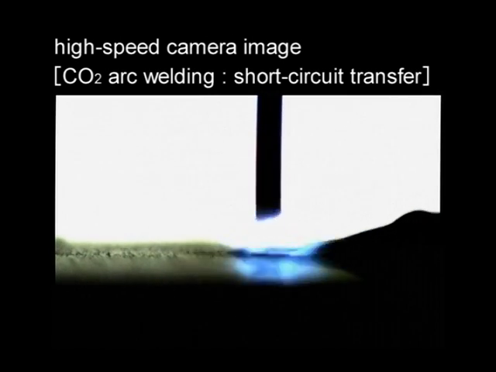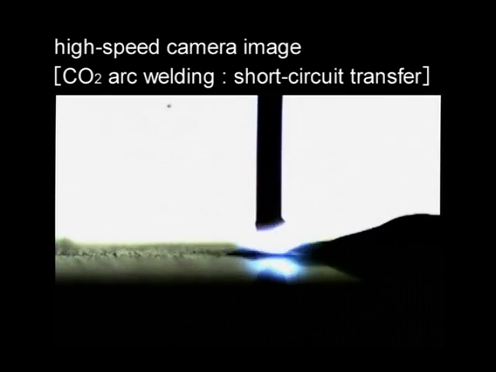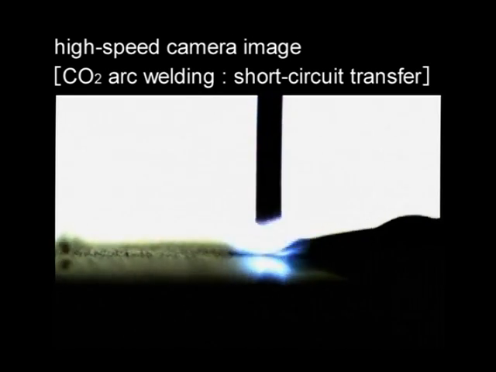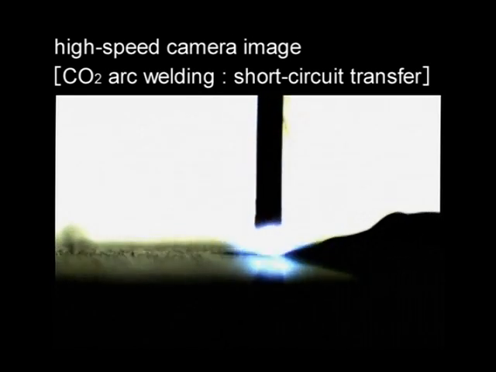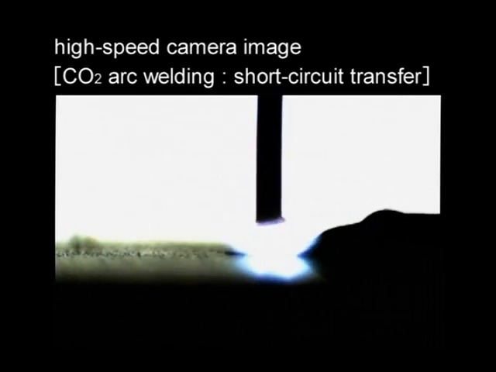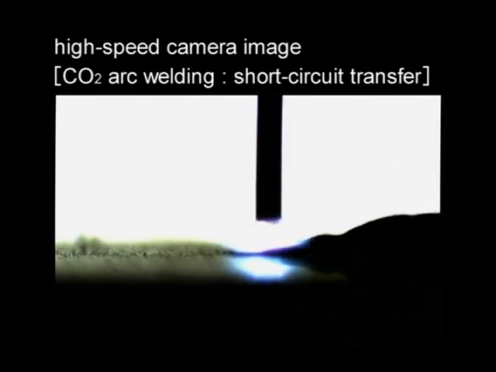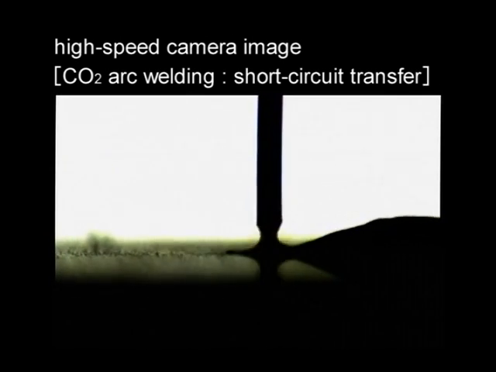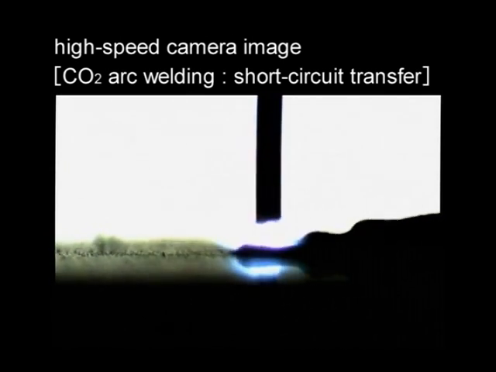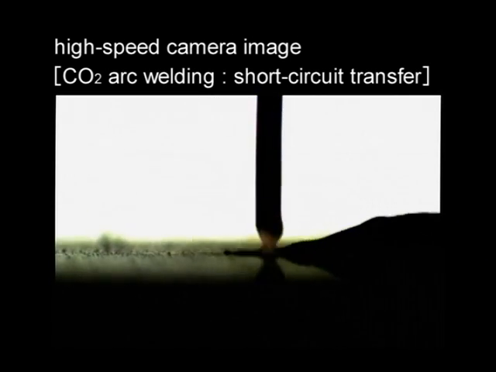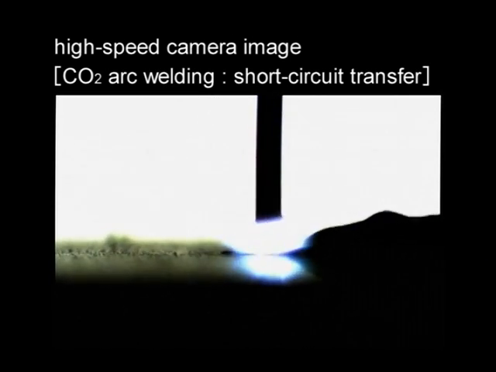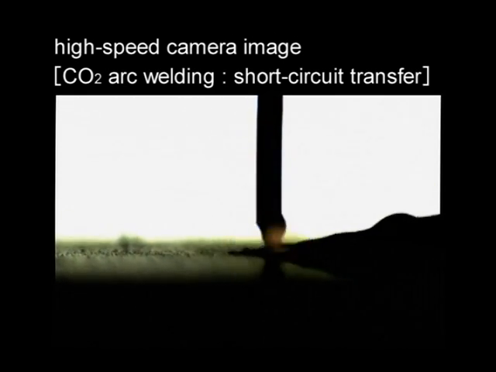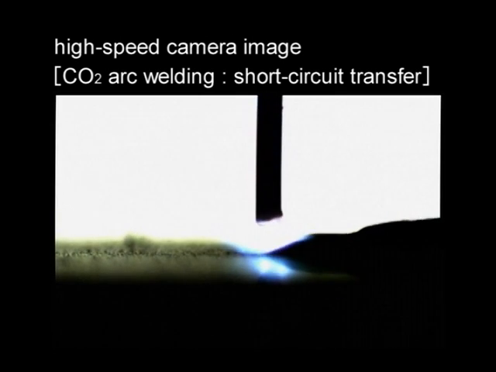This is an image of the short circuit transfer mode using a high-speed camera. The bluish-white light at the end of the wire is the arc. This light repeats on and off. This is because at the moment the end of the wire touches the base metal, the arc extinguishes and a large current flows between the wire and the base metal. The end of the wire is then melted off by the arc energy. This melted metal particle then drops into the weld pool via gravity.